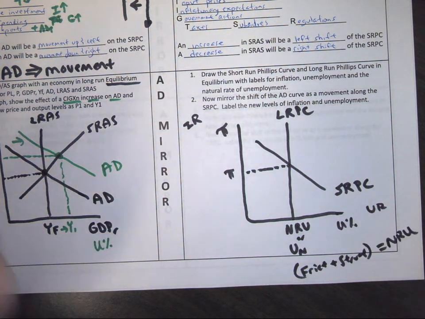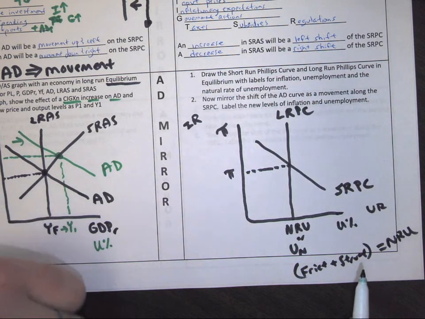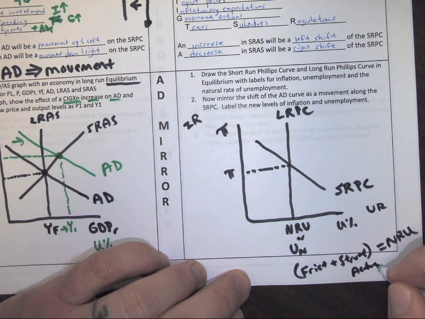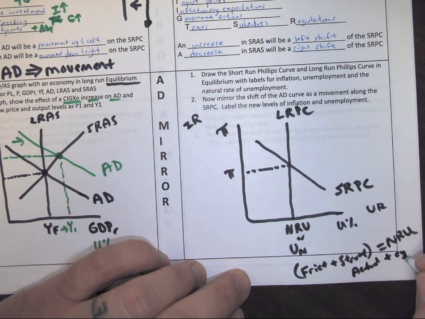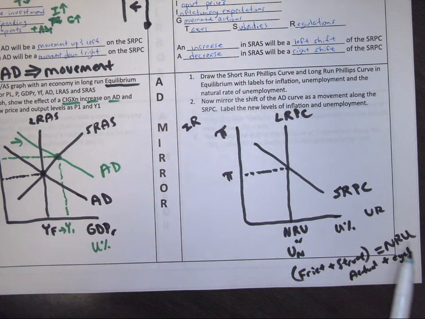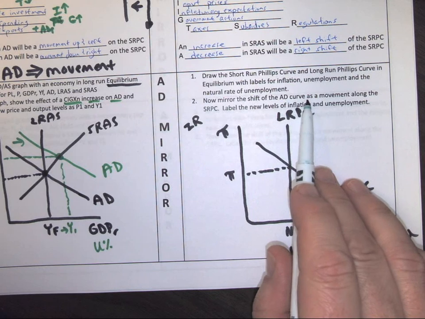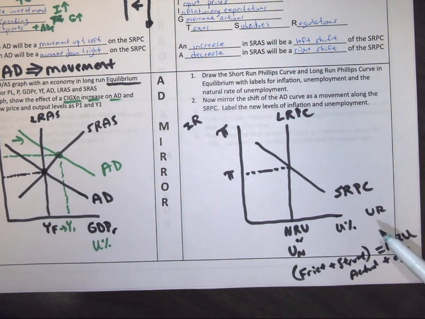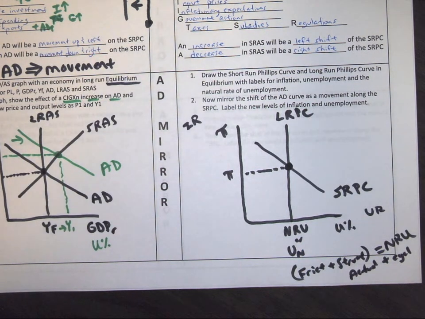You're going to see a bunch of questions like, the actual unemployment rate is lower than or more than the natural rate. So if you want the actual, you just add cyclical. Because cyclical is when we slow down, when people get laid off or have job loss during a bad economy. Okay, so what we have now is: mirror the shift of the aggregate demand curve as a movement along the SRPC. Label your new levels of inflation and unemployment. So right here we're at equilibrium. That means a happy, healthy economy, right?